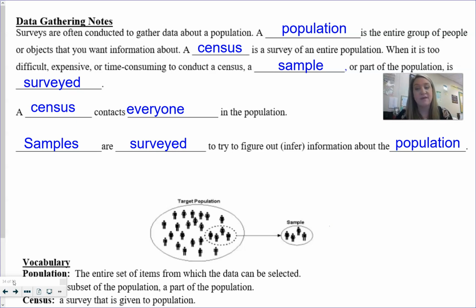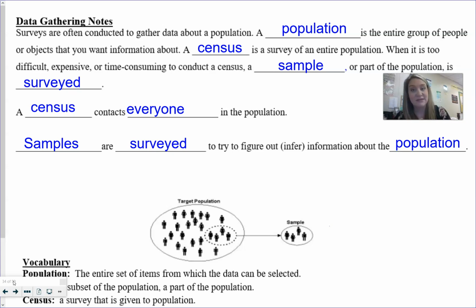Okay, so surveys are often conducted to gather data about a population. A population is the entire group of people or objects that you want the information about. A census is a survey of the entire population. So I think every 10 years they do the United States Census, which means they actually count how many people are in the United States. They do it over 10 years because it's a lot of people. So a census is a survey of an entire population.